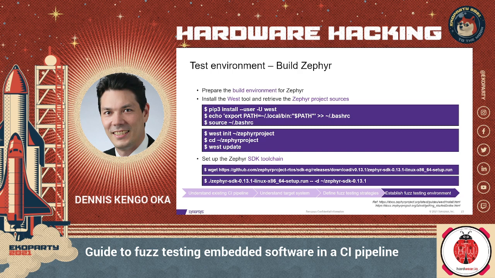On the next few slides, we'll go through the practical steps of building the test environment for Zephyr. So first, we have to prepare the test environment, and we use the West tool to retrieve the latest Zephyr project sources. And you can see the commands here that we use on Linux to do that. We also need to install the Zephyr SDK toolchain using these commands.